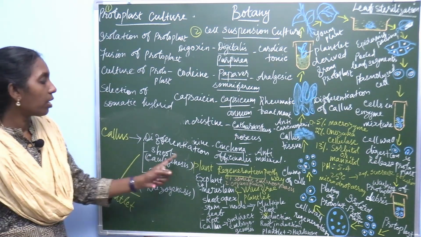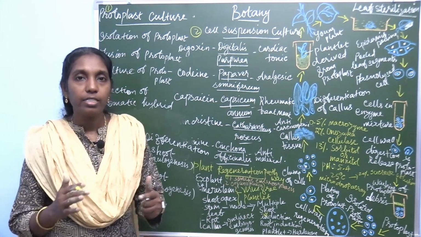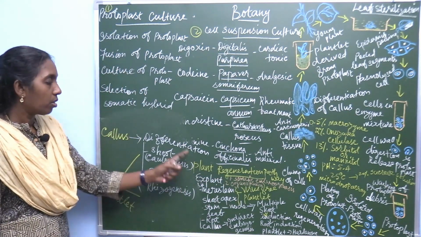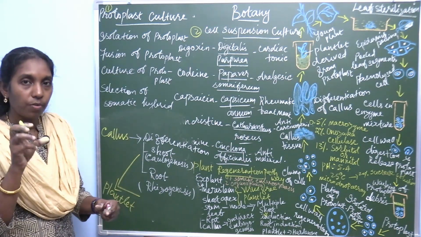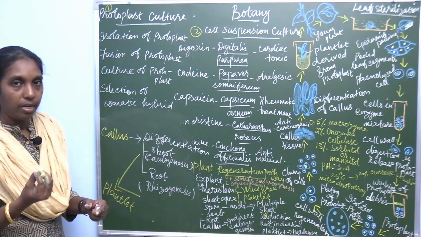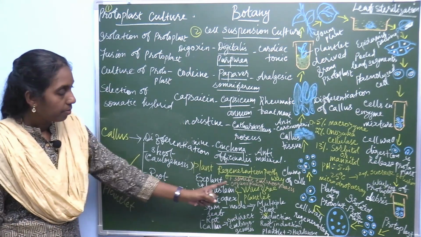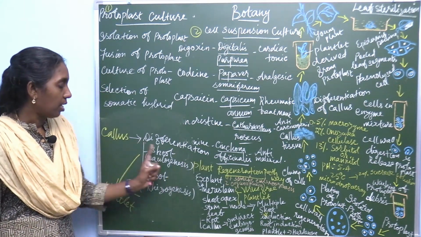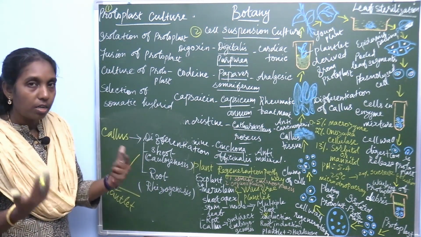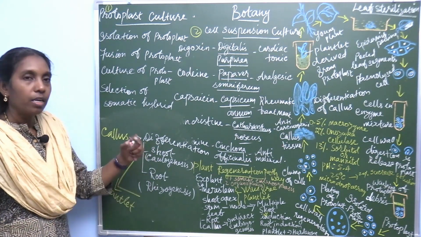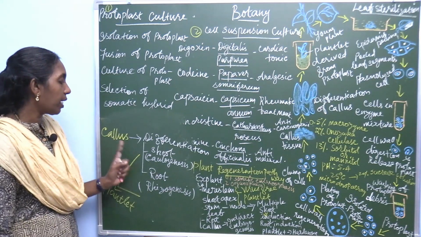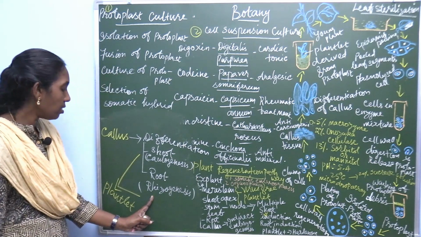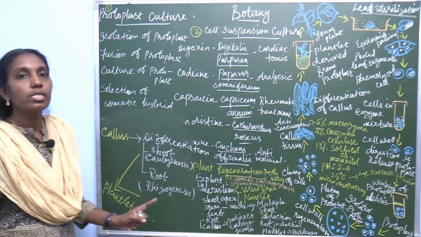The plant regeneration pathway is classified into two, somatic embryogenesis and organogenesis. In somatic embryogenesis, from callus embryoids are developed. In organogenesis, from callus, organs, differentiation takes place. So parts are differentiated, either shoot or root. Shoot derived from the callus is called caulogenesis. Root derived from the callus is known as rhizogenesis. And this shoot and root produce a plantlet.